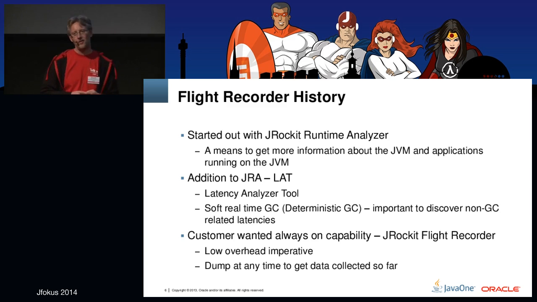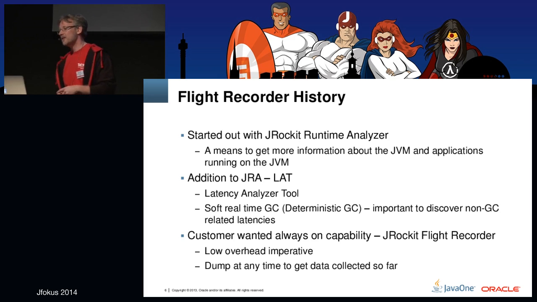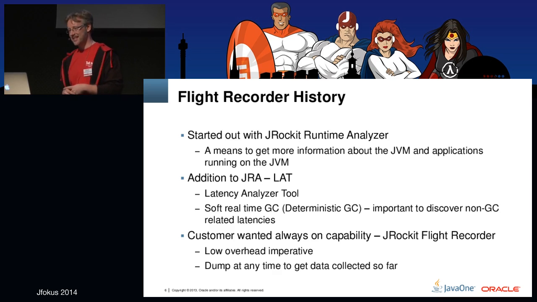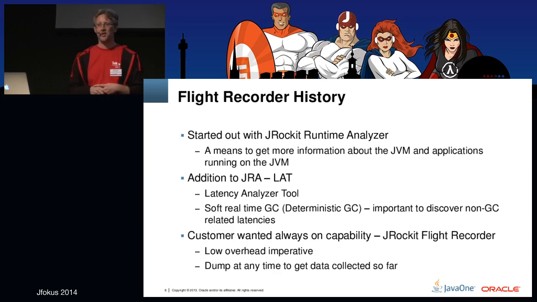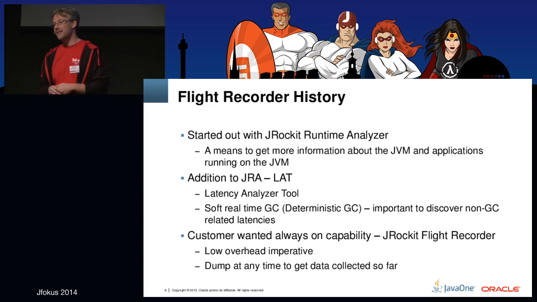Then in JRockit we had a soft real-time garbage collector called the deterministic GC. And then it started to become interesting for us to understand what was stalling threads except for garbage collections. It was important to be able to show that, hey, we are meeting our service level agreements with this garbage collector. It's something else. It might be bad synchronization. It might be something else.